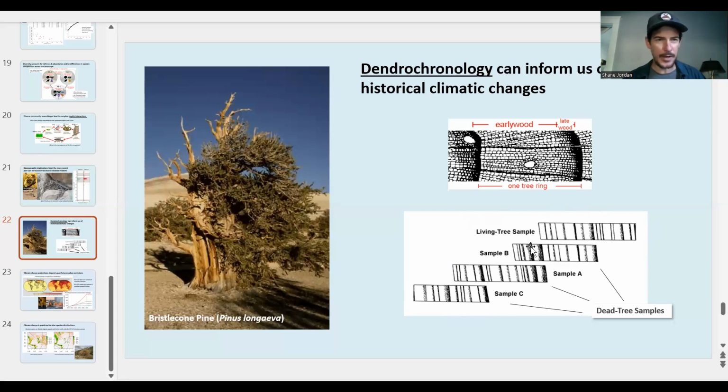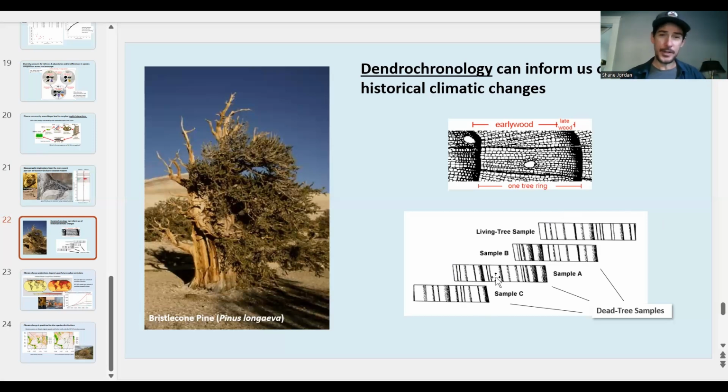and that can allow us to take this climate record back even further, say in sample B, which lived longer ago than did the living tree sample. Likewise, we can take sample B and figure out where its different patterns of widths of late wood line up with that of sample A, which lived even longer ago. And now we're taking our climate record back even further. Likewise, we can take sample A and start to line up different patterns in these widths of late wood with sample C and take the climate record back even farther.